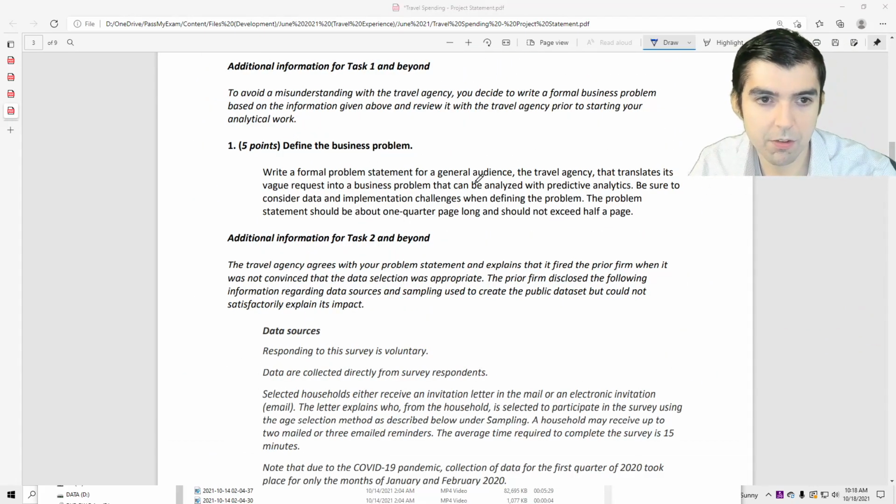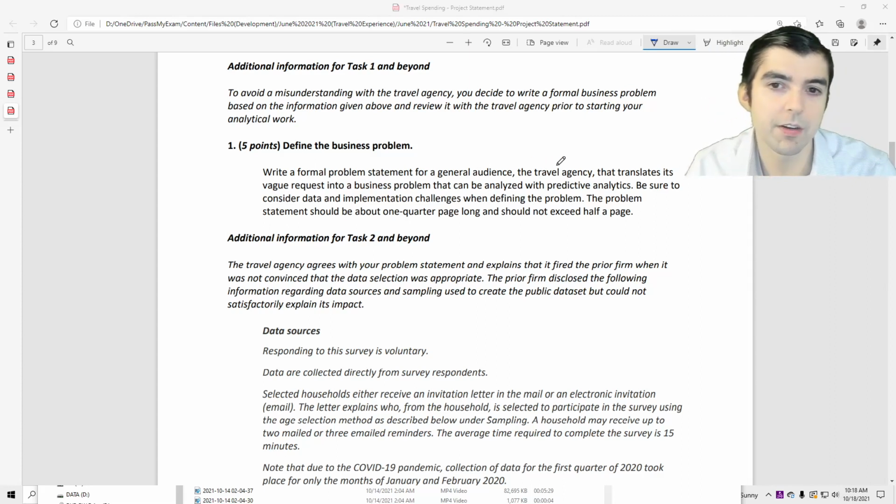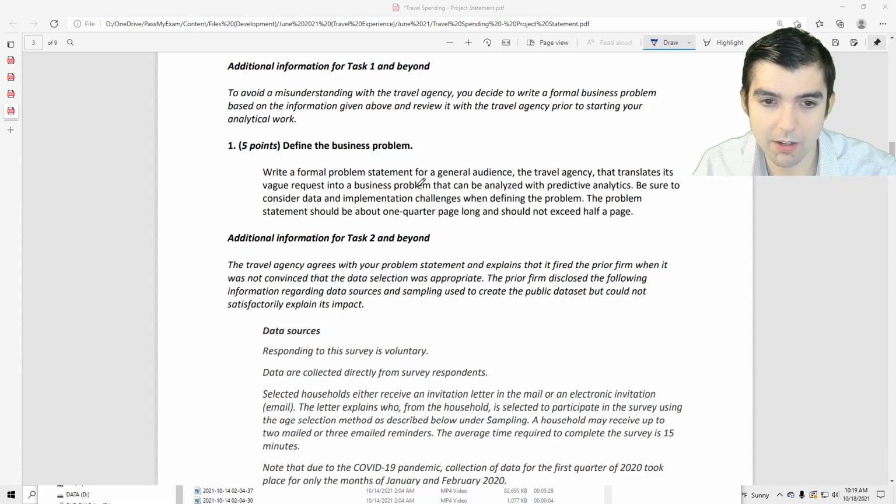To avoid misunderstanding with your travel agency, you decide to write a formal business problem based on the information given above and review it with the travel agency prior to starting your analytical work. Define the business problem. Write a formal problem statement for a general audience, the travel agency, that translates its vague requests into a business problem that can be analyzed with predictive analytics. Be sure to consider data and implementation challenges when defining the problem. The problem statement should be about 1 page long and should not exceed half a page.